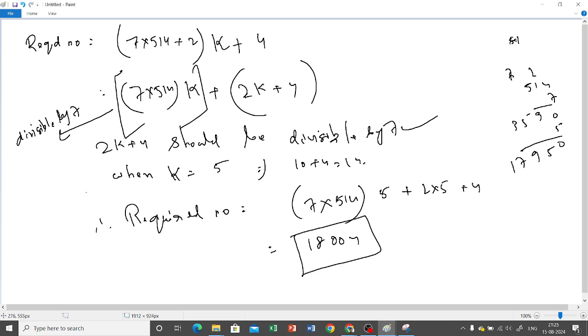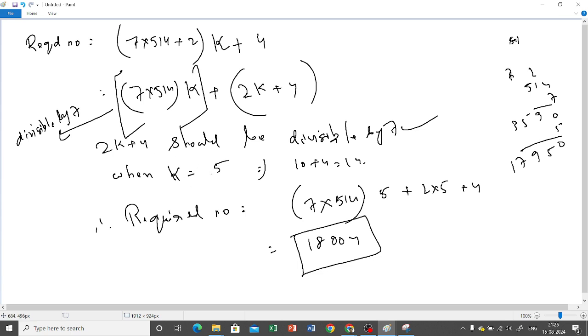Now how can I make 2k plus 4 divisible by 7? k will never be negative. K is a positive integer. If you take k as 0, it will be 4. 4 is not divisible by 7. If you take k as 1, 6, not divisible by 7. If you take k as 2, 2 twos are 4 plus 4, 8, not divisible by 7. If you take k as 3, 3 twos are 6 plus 4, 10, not divisible by 7.